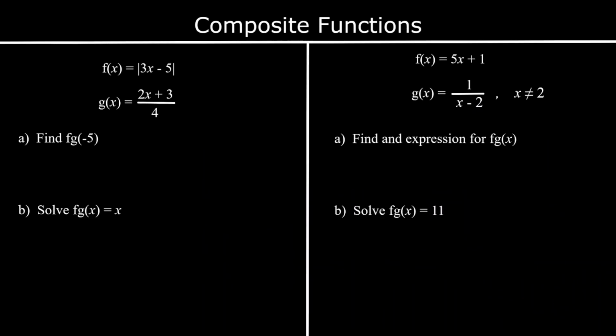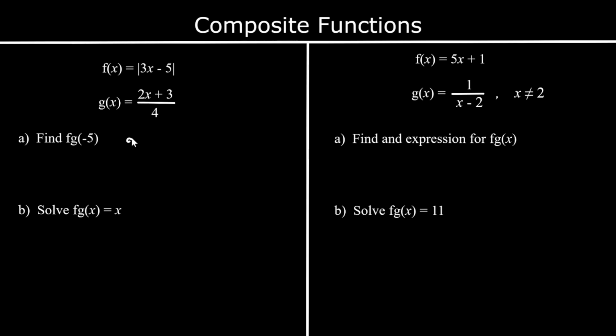This time we've got f of x is the modulus of 3x minus 5. g of x is 2x plus 3 all over 4. We want to find fg of negative 5. So we're going to put negative 5 into g, and then put that answer into f. So we're going to do both functions. We're combining the two functions, but it's g first, then f.